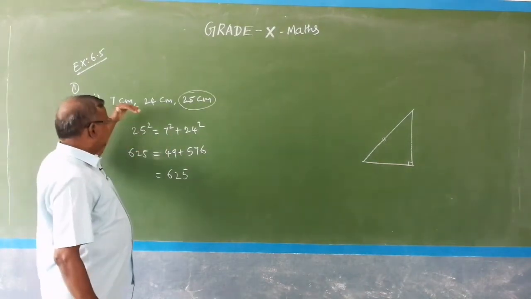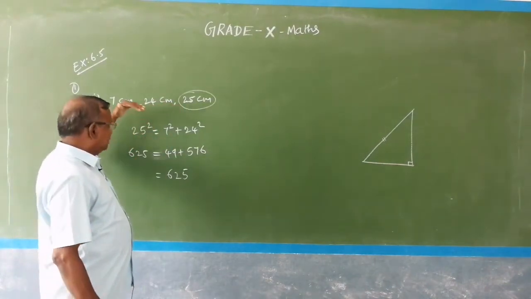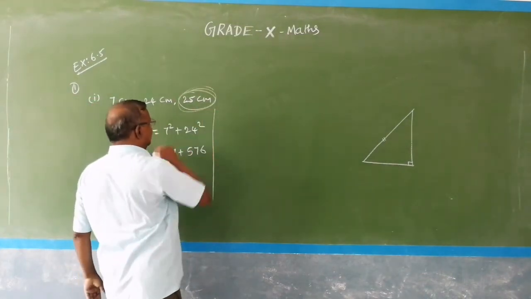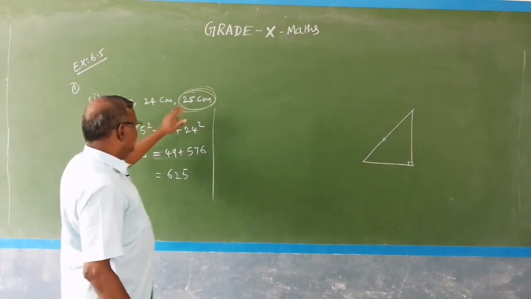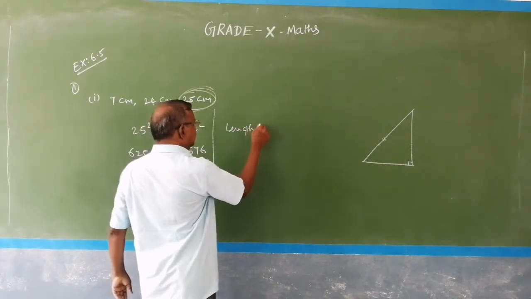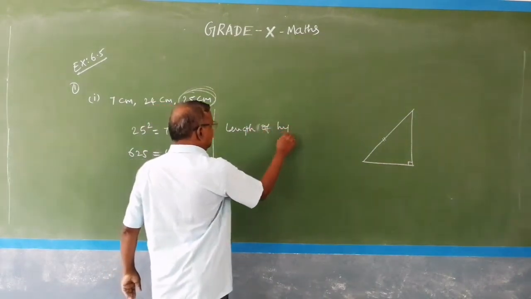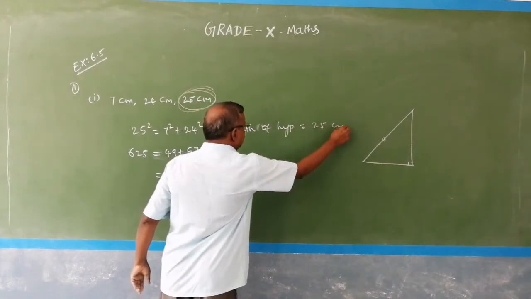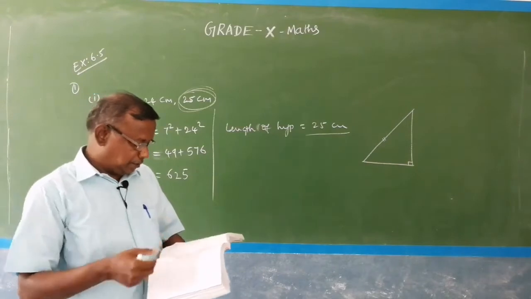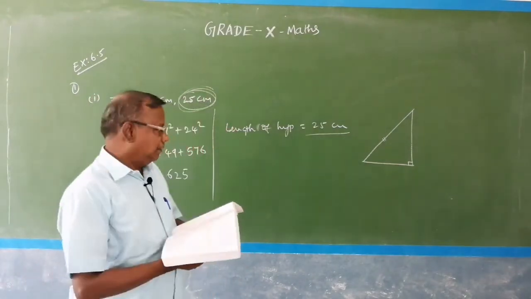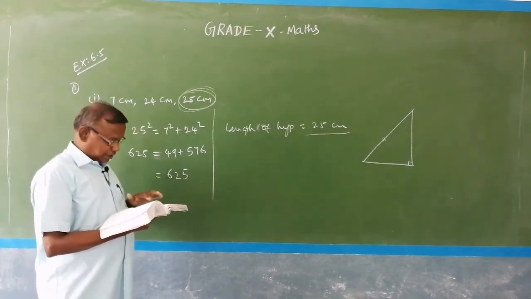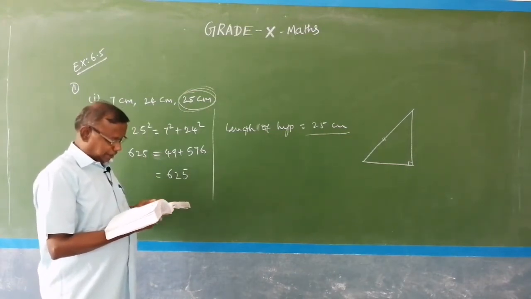So the square of the hypotenuse equals the sum of the squares of the other two sides. Therefore, these are the sides of a right triangle, and the length of the hypotenuse is the biggest value among these three, that is 25 centimeter. Likewise we can solve the remaining subdivisions 2, 3, 4. If this is true, then it must be a right triangle, otherwise it is not a right triangle.